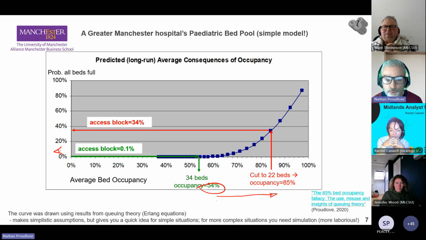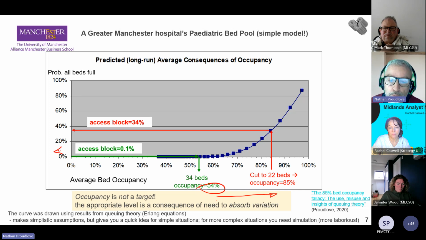You need your 34-ish beds to protect you against the random busy times when you might have a lot of referrals, you might have some long length of stays. So it's not that you are wasting 12 beds or even more, they are there as protective capacity. So these queuing equations, with simple assumptions, give you a pretty quick idea of just how big an impact might it have and in what direction.